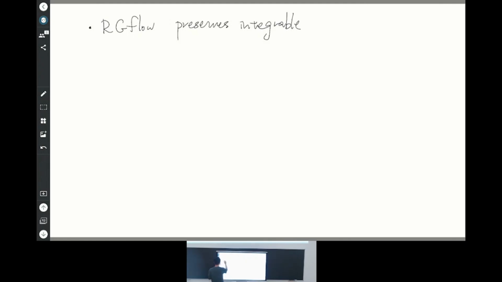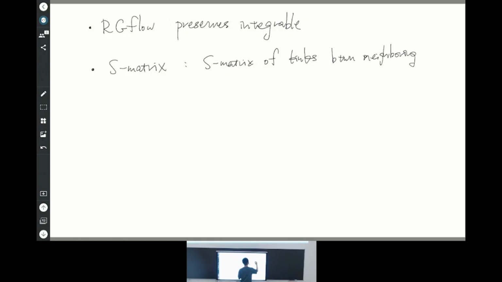And what is the S matrix of this model? Zamolodchikov basically determined the S matrix by solving the bootstrap equations, like Yang-Baxter, unitarity, and crossing. And those S matrices are basically S matrices of kinks between neighboring vacua.